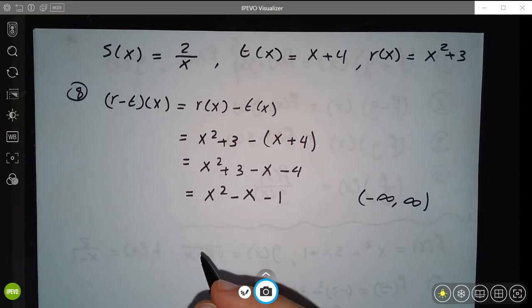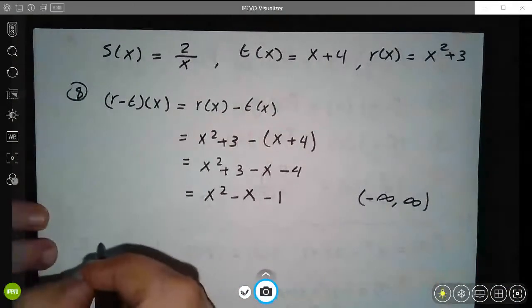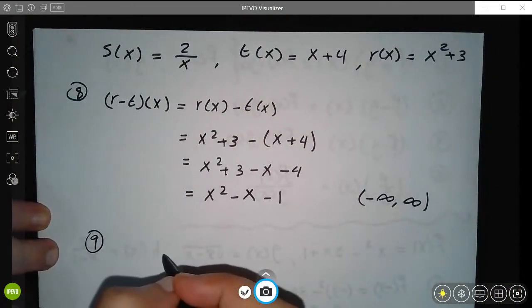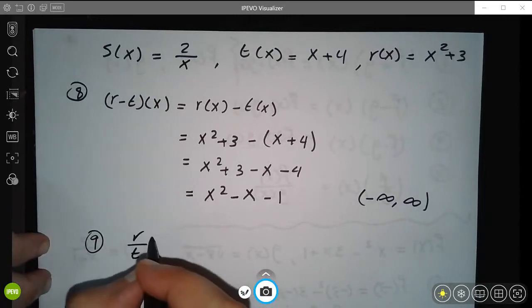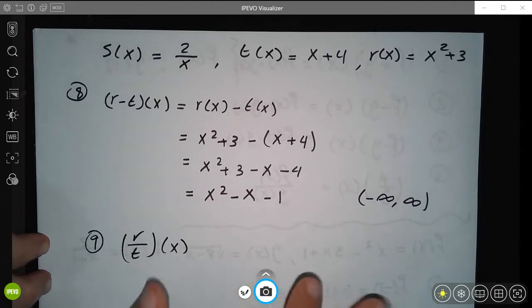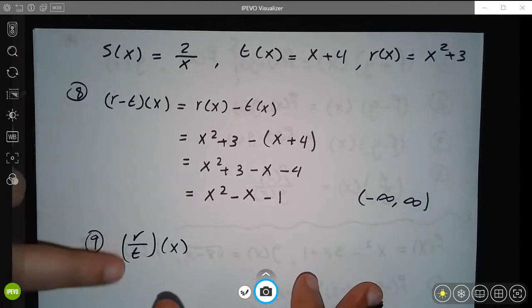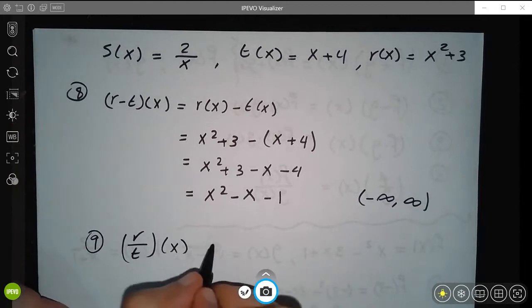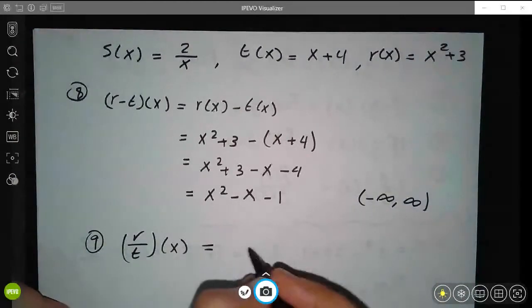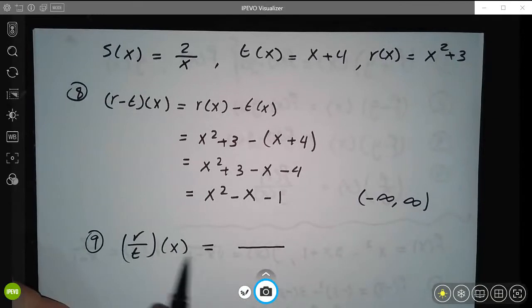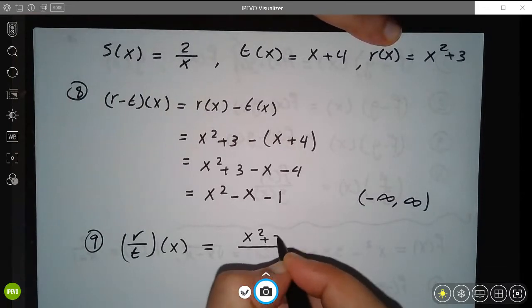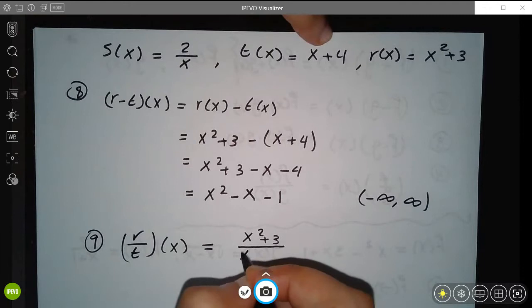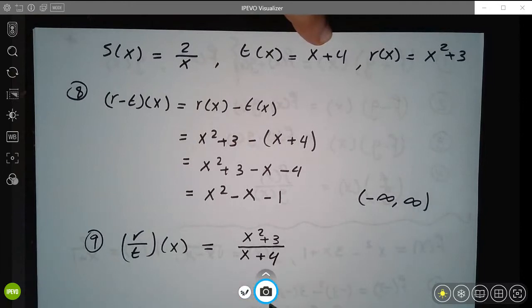Okay. Let's do number 9. This one's going to be a little bit more fun. We have a division. So 9 says you have r over t of x. Okay? So I'm dividing r and t. R on top, t on the bottom. And since I gave you of x, that means you don't have a number to worry about. So we grab r first, which is x squared plus 3, and t, and place it on the bottom, which is x plus 4.